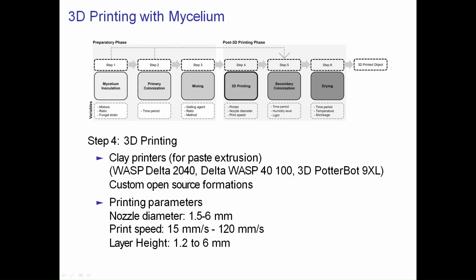The fourth step is the 3D printing itself. Clay printers are used, although in many studies a custom formation was created. The print parameters are critical. Variables like nozzle diameter, print speed, and layer height directly influence dimensional accuracy and mechanical anisotropy. However, the range of these parameters is fairly wide.